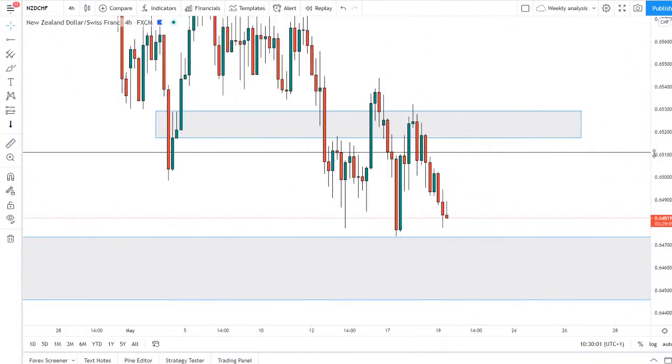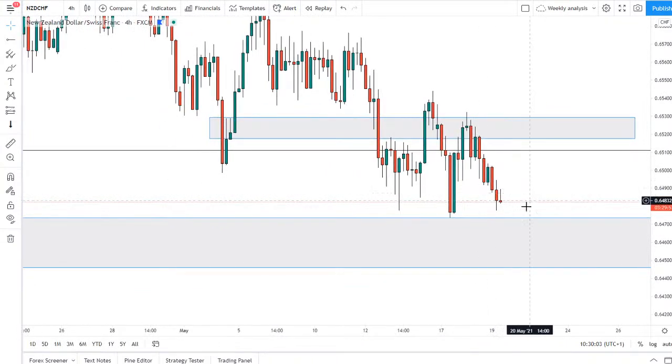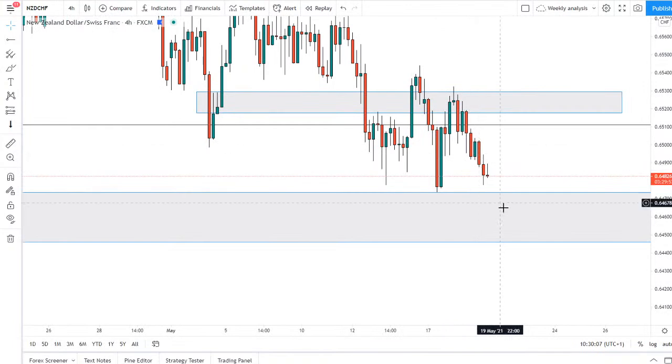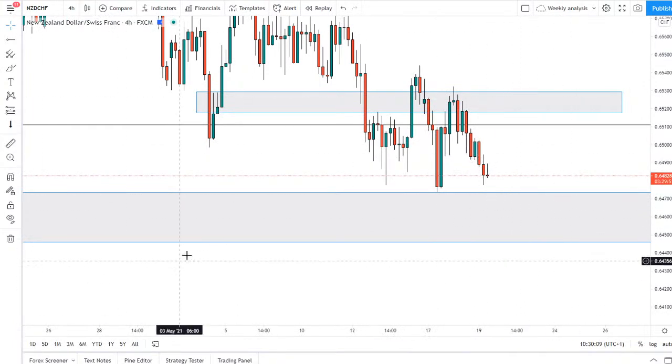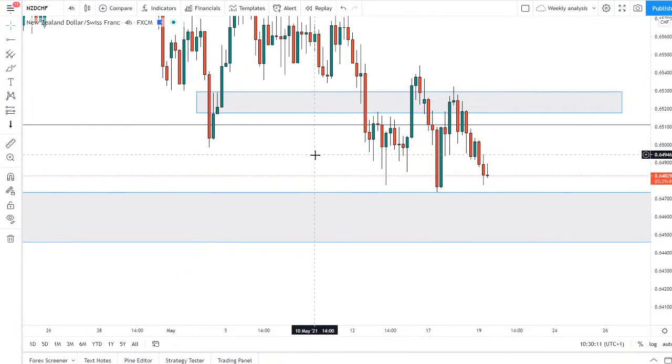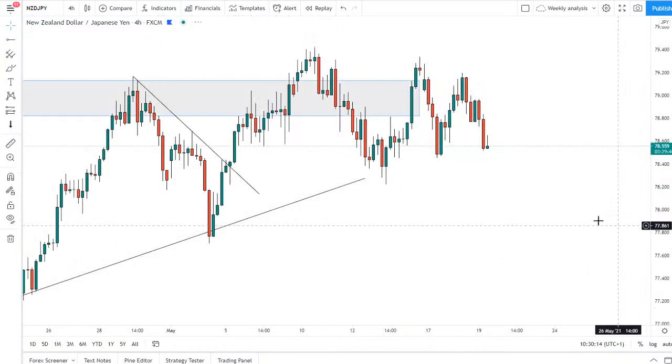You can see the price action there is pretty much awful, and again, not looking to sell that, probably wanted to sell that much earlier. So expecting to see a little bit more continuation before maybe a bigger push to the upside, but right now not really interested in NZD/CHF.